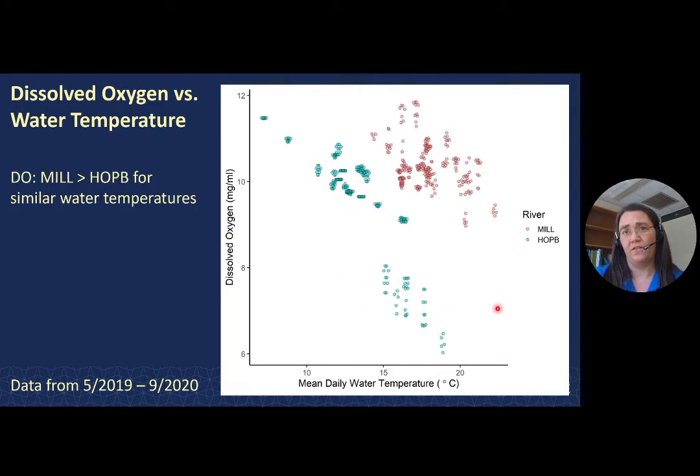Because temperature affects the dissolved oxygen, I also looked at dissolved oxygen as a function of mean daily water temperature. This was an analysis that I thought of, not the students. So this is just my own analysis. But you can see that at the same temperature, we still have greater dissolved oxygen in the Mill River than the Lower Hop Brook.